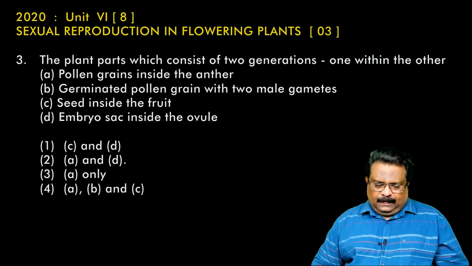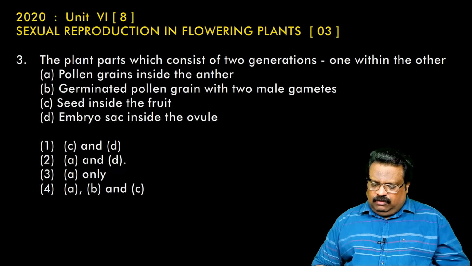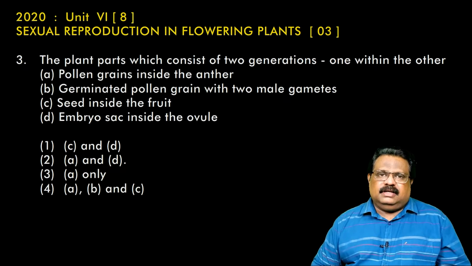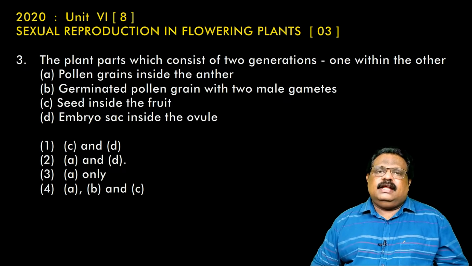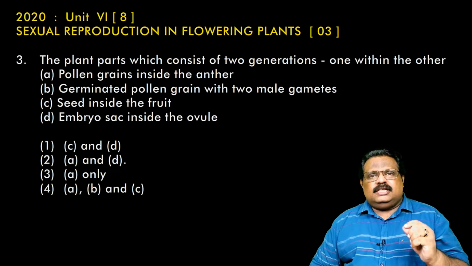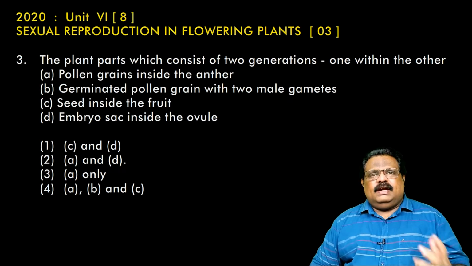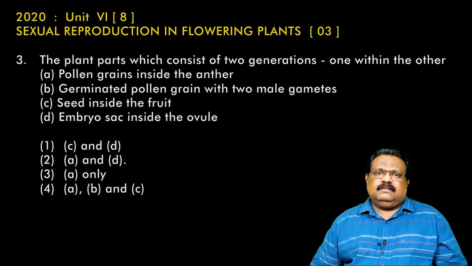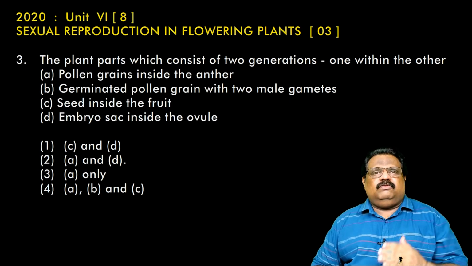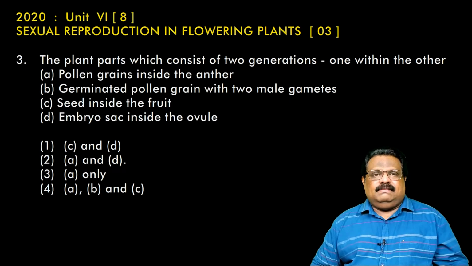The third question: the plant parts which consist of 2 generations, one within the other. In the first year, in the chapter Plant Kingdom, you might have studied that there are 2 types of generations in the life history of a plant. One is called sporophytic generation, and the other is called gametophytic generation. Plant life cycles are classified into 3 depending upon the prominence of the sporophytic or gametophytic stage: haplontic, haplodiplontic, and diplontic.